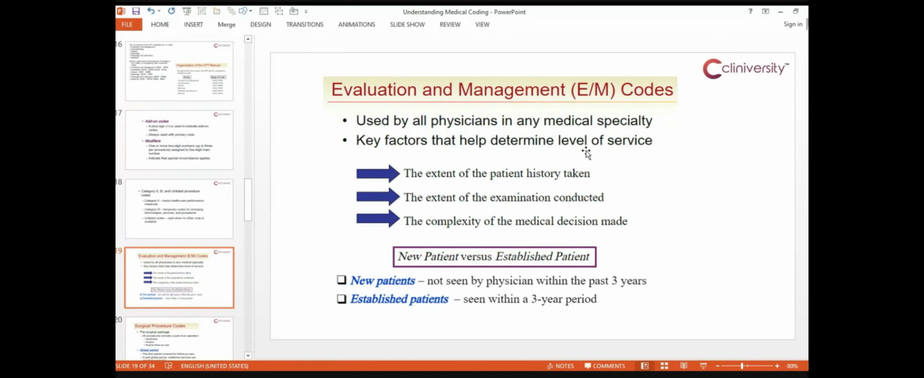Now, new patient versus established patient, this is the kind of term you must understand. New patient: if it is mentioned in a report as new patient, what does this indicate? That this patient was not seen by the physician within the past 3 years. And if the report says established patient, this indicates that this patient had been seen by the physician or provider within the last 3 years.